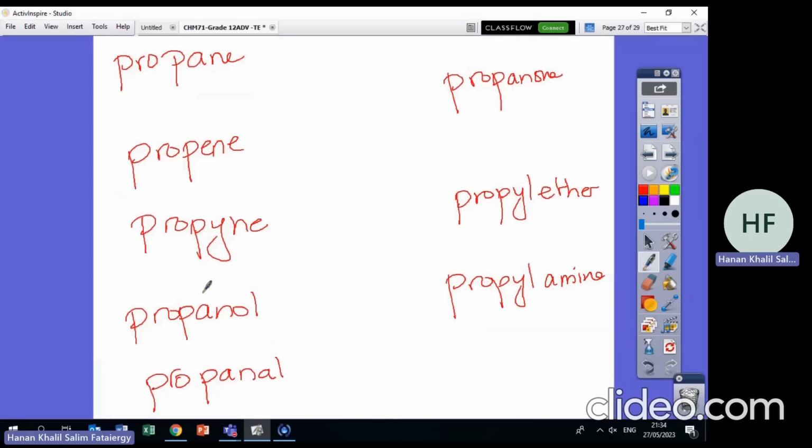All of them start with prop. Remember that prop means 3 carbon atoms. Okay, ane means single bonds. Now propene: prop, 3 carbons, ene means one of the bonds is double. Now propyne also has 3 carbons, yne means triple bond. Now propanol, I need to remind you about alcohol.